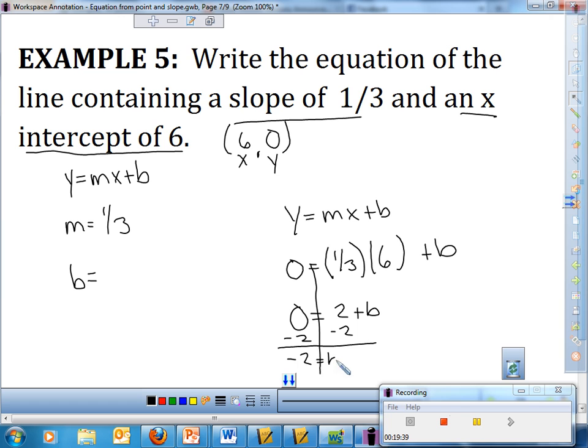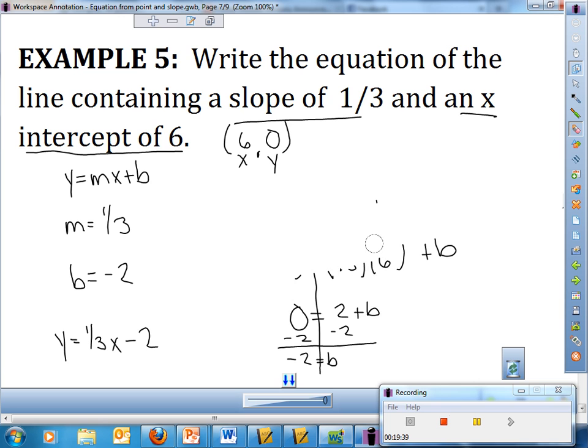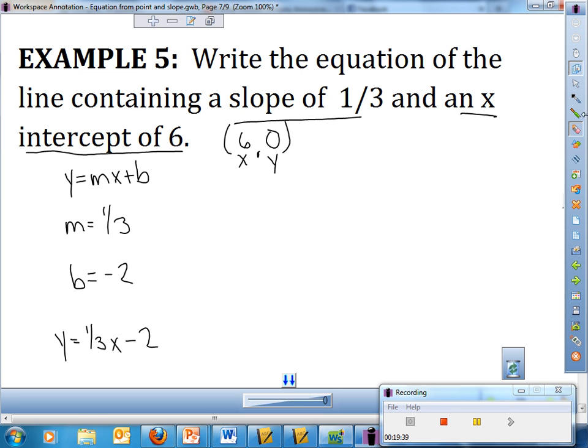I'm going to write that over here. I have my m, I have my b. I'm going to go ahead and write my equation. Y equals 1/3 x minus 2. And remember, our last step should always be a check. So to give myself a little bit more room, I'm going to erase this. I'm going to write out what I think my equation is. Y equals 1/3 x minus 2.